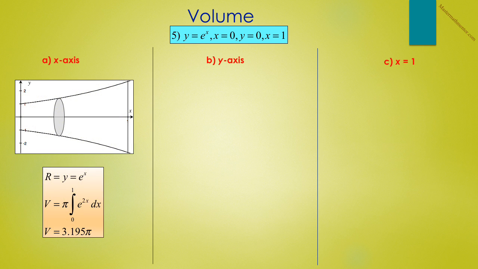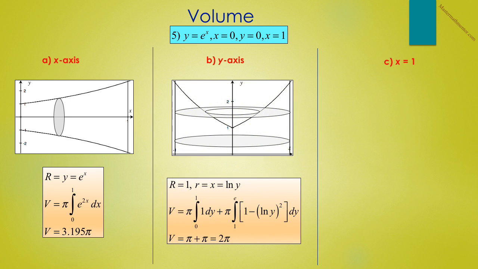We first rotate our region about the x-axis. This is easy. It is clearly a disk problem, and capital R is equal to y, which is equal to e to the x. So V is equal to pi integral from 0 to 1 of e to the x quantity squared, which is e to the 2x dx. And our final answer is 3.195 pi.